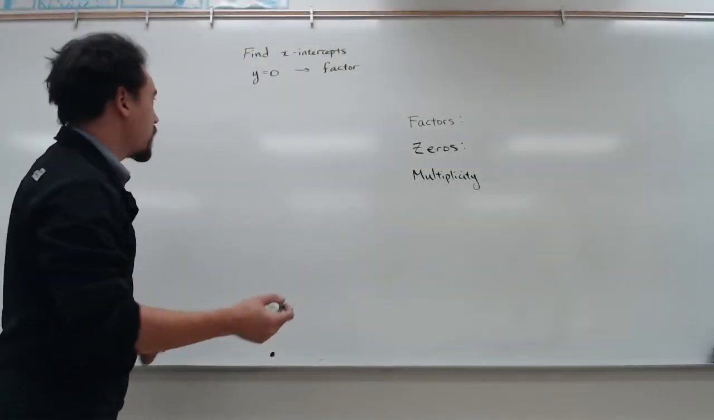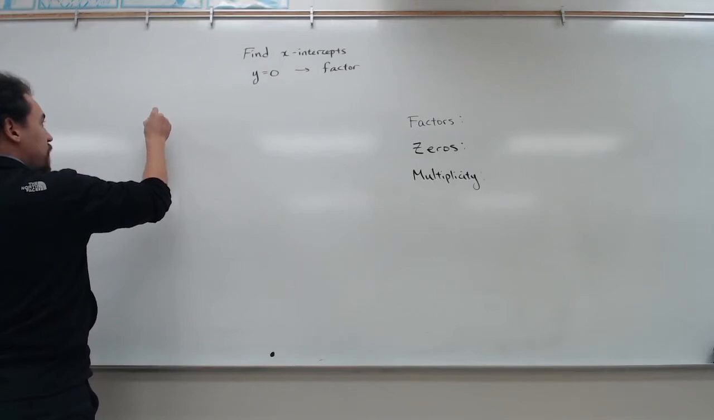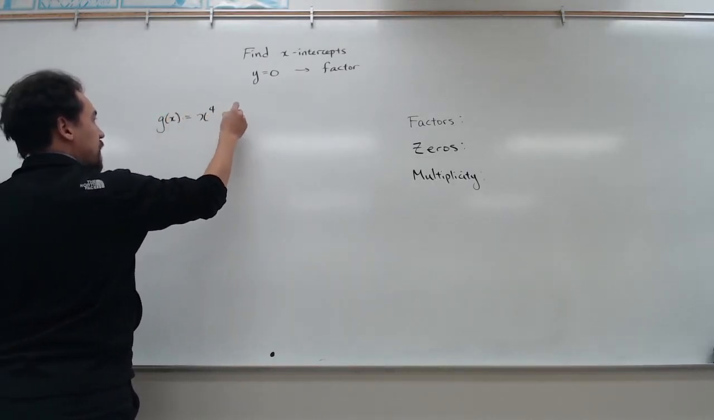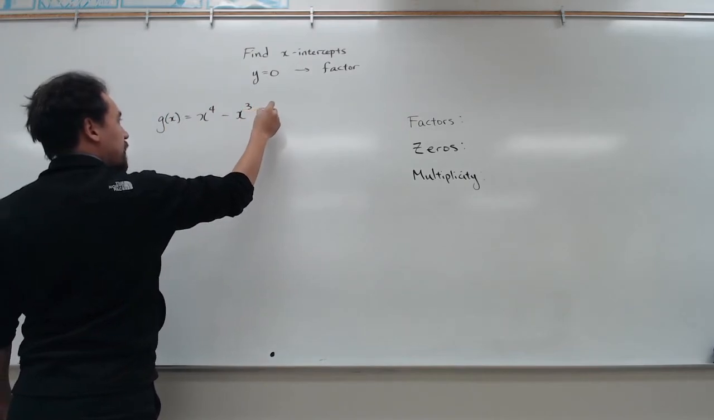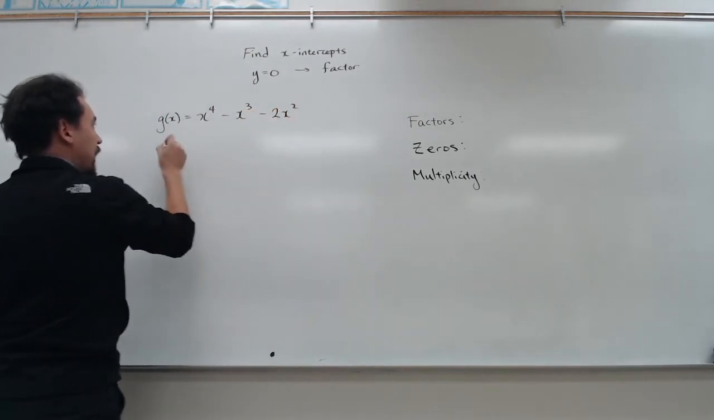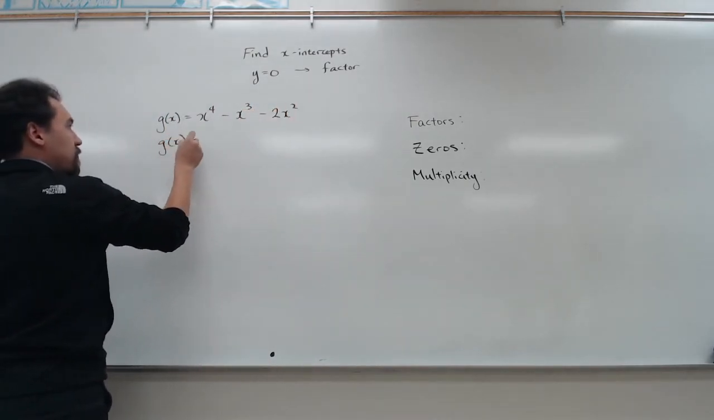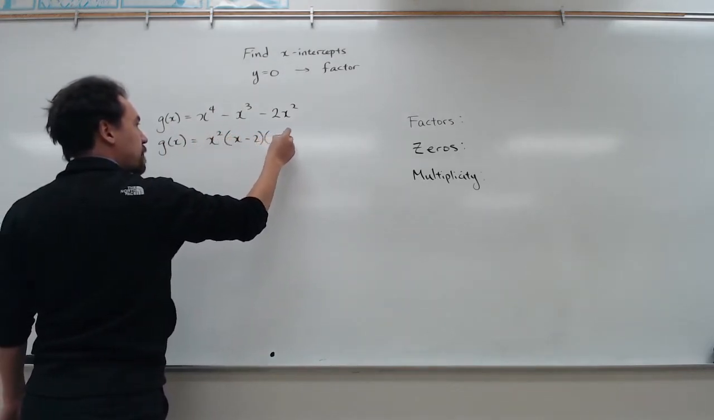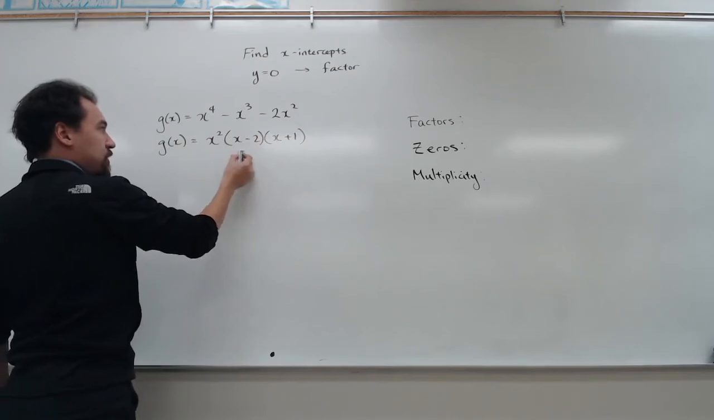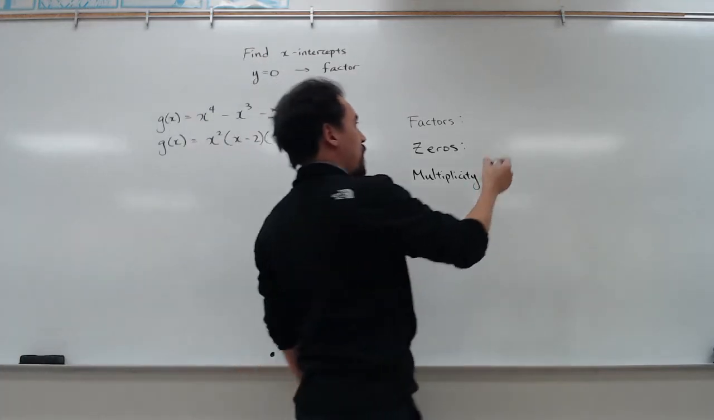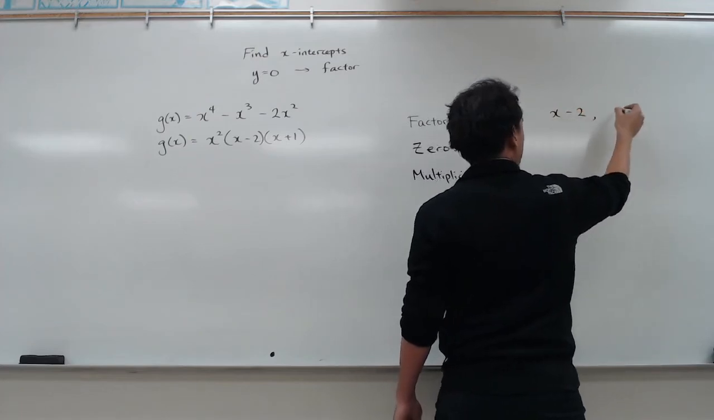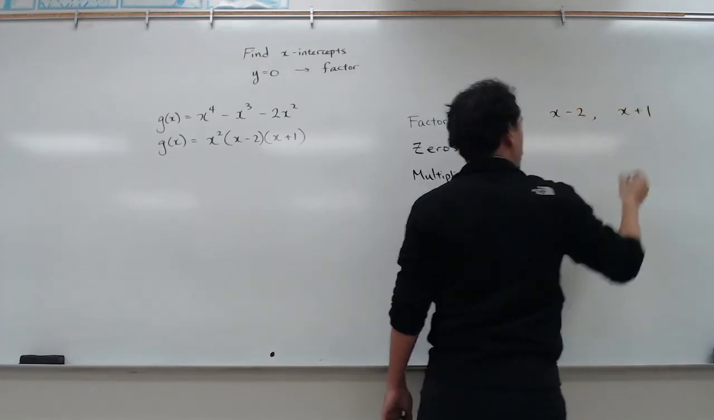Let's do the same thing with g of x. So we started with g of x equals x to the 4th minus x cubed minus 2x squared. And we factored this to make x squared times x minus 2 times x plus 1. So those three things are the factors. We have x minus 2, and we have x plus 1.